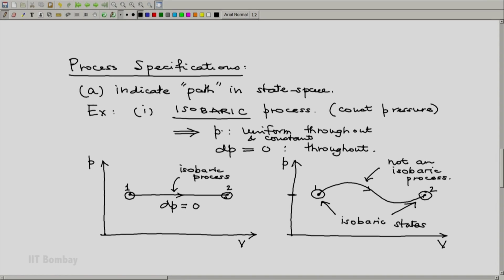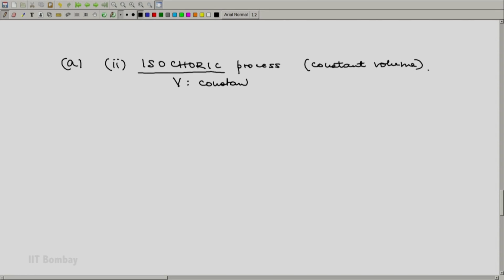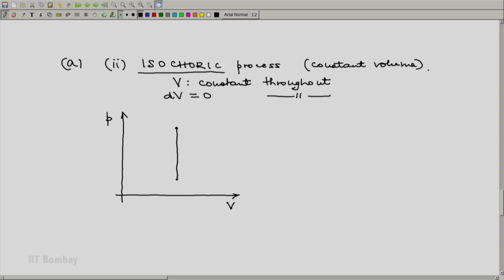In a similar way, we will have another illustration of an isochoric process. Isochoric in normal English means constant volume, and this means V is maintained constant throughout the process, and hence dV will be 0 throughout our process. A depiction of such a process would be on a PV diagram.